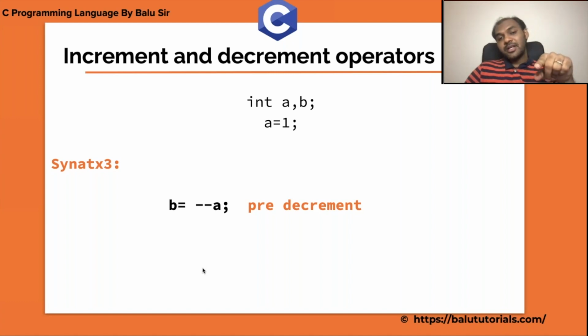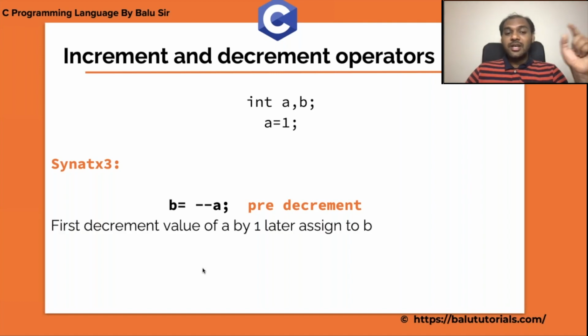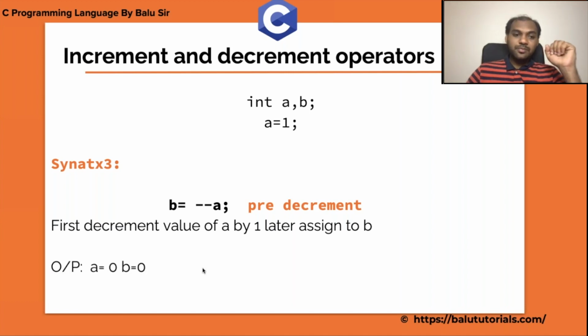In this particular case, first the value of a will be modified. In the sense, the a value will be decremented by 1 and the same value will be assigned to b. So first decrement the value of a by 1, later assign to b. So the values of a and b both became 0, 0. A value 0, b value also 0.